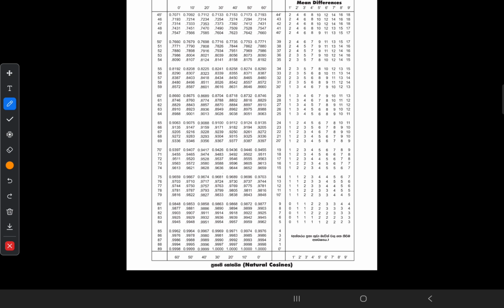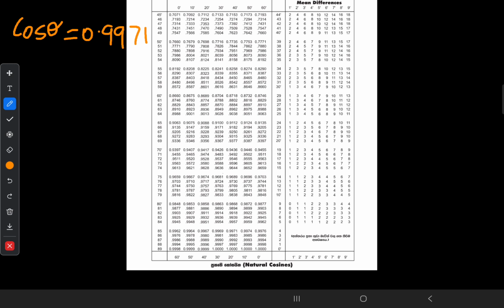So what we did: if I give you an angle, you find its cosine. Now I will give you cos theta, where theta is an angle. We don't know what the angle is, but we know its corresponding cosine value, which is 0.9971.